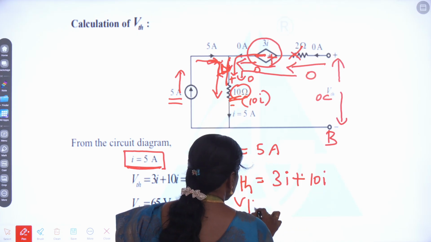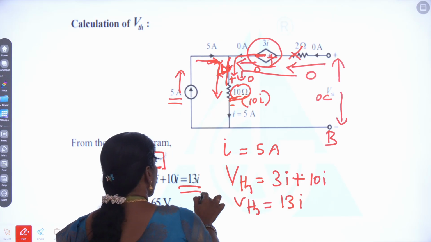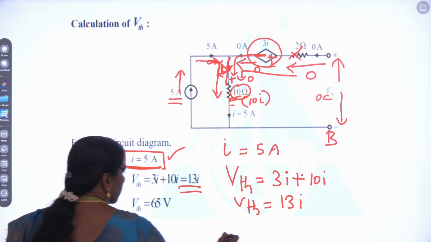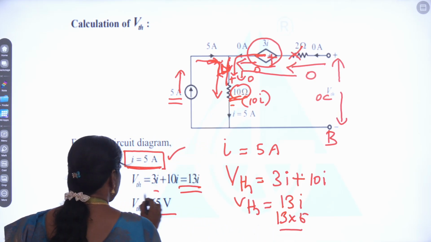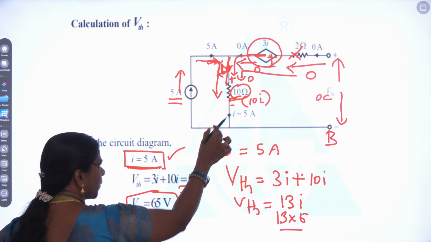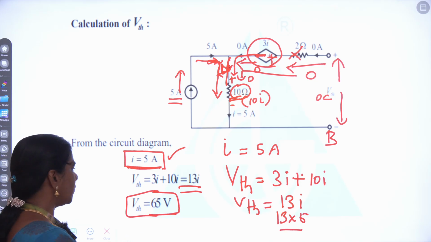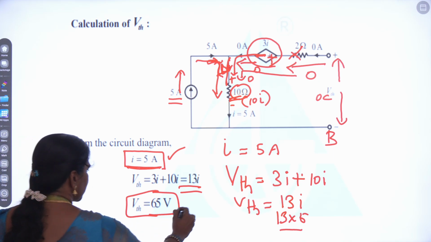We can say VTH is equal to 3I plus 10I, which is 13I. Already we have calculated that I is 5 amperes. So 13 into 5 will be 65 volts. So students, VTH, the Thevenin's voltage, for this particular circuit is 65 volts.